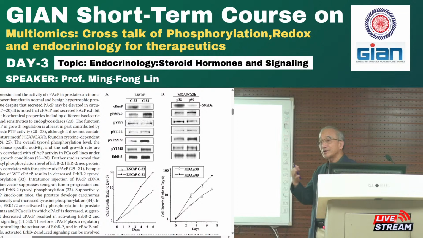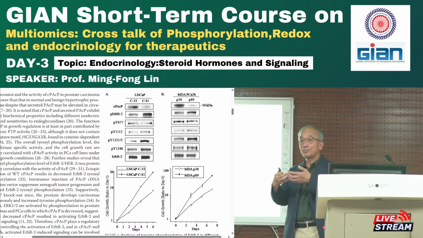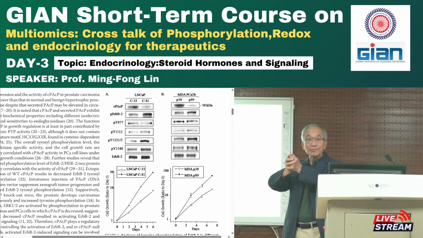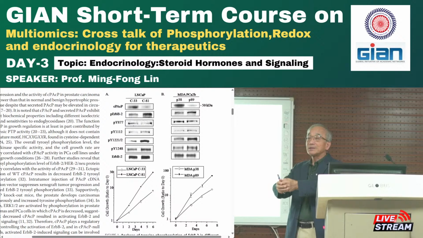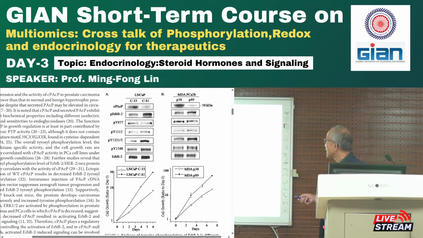Then we try to determine whether they interact. The best way to see whether they can form a complex: when they interact, they should form a complex, right? So we can do co-immunoprecipitation. We precipitate one to see the other. So we immunoprecipitate the phosphatase, then you can see the ERB2 co-precipitate. Then conversely, we can precipitate ERB2 and we can see the phosphatase co-precipitate.